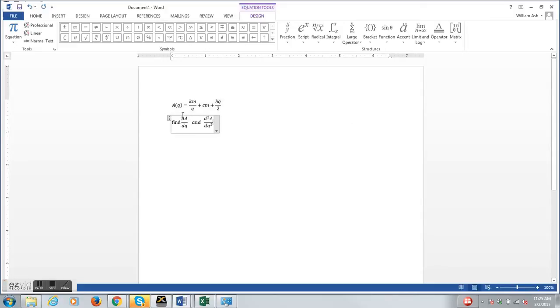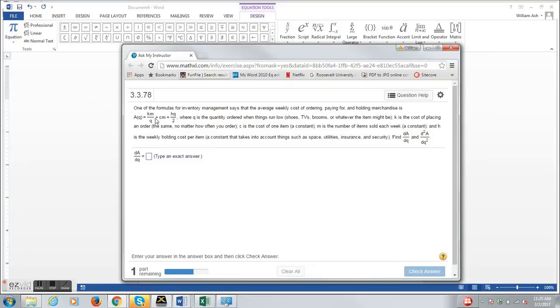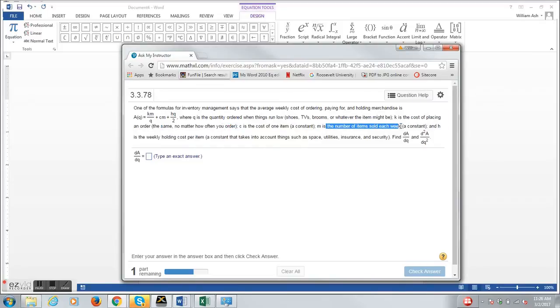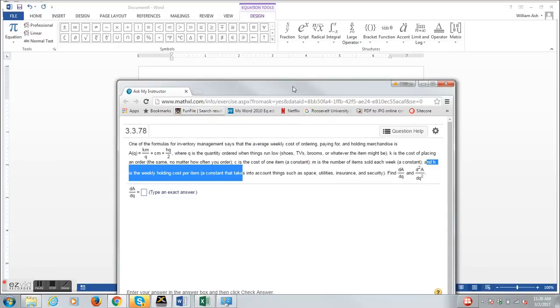Okay, so what we're going to notice is we're doing the derivative with respect to q here, right? And I'm saying here that A is a function of q. Even in the question, they do say that k, m, and c are all constants. k is the cost of placing an order, so it's a constant. It says c is a constant, and m is the items sold, also a constant. Oh, and h as well. h is the cost of holding it per item, which is also a constant. So really the only variable we're messing with is q.